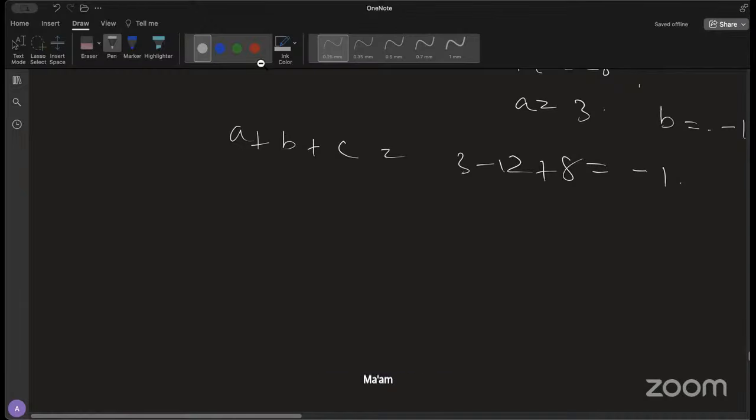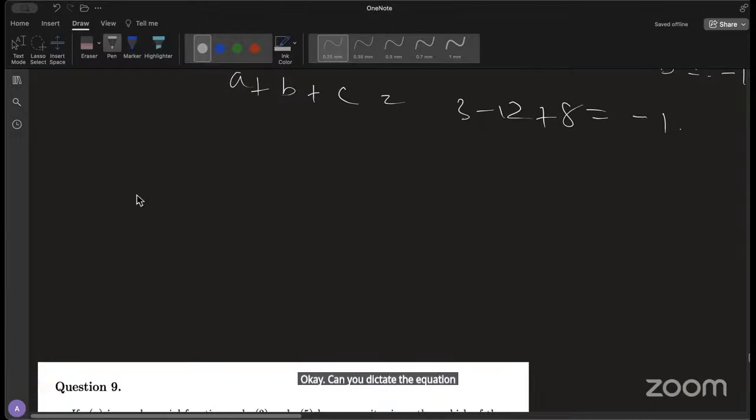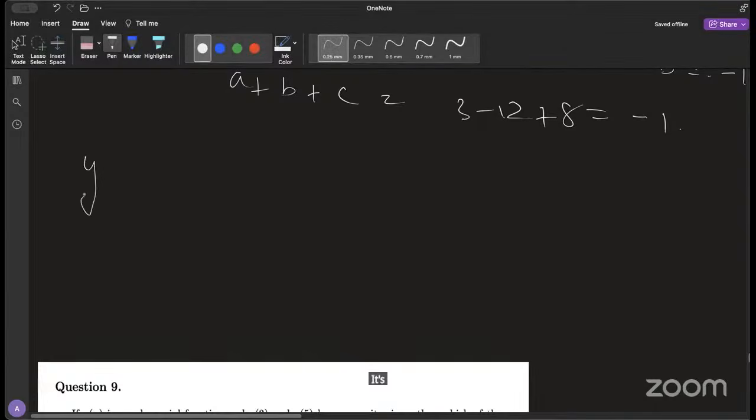Ma'am, this equation is not a parabola. It's a parabola, but it's not a function. It's still a parabola. Okay, can you dictate the equation given to me? It's y square minus x square, and y square is both a parabola? Can you read the equation properly? I can read the equation properly.